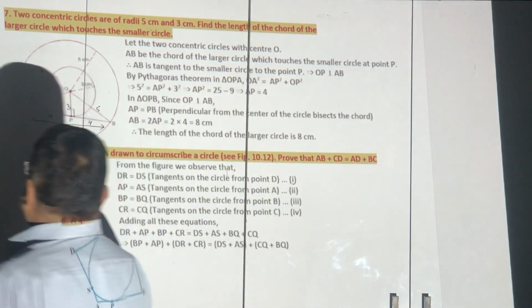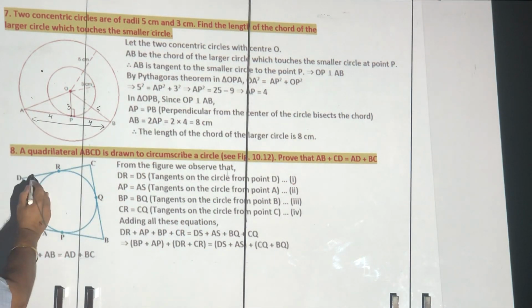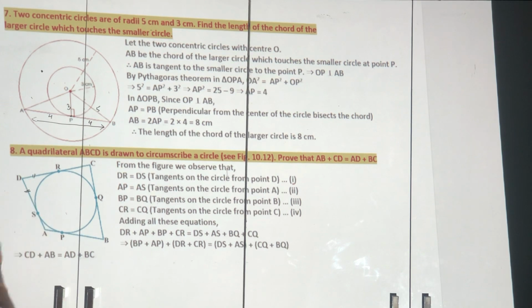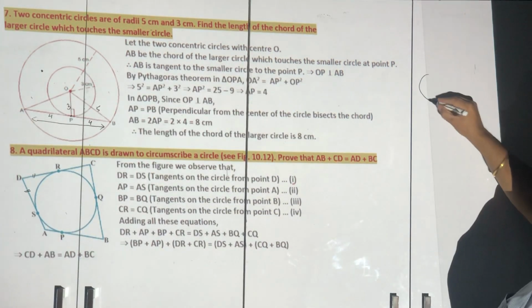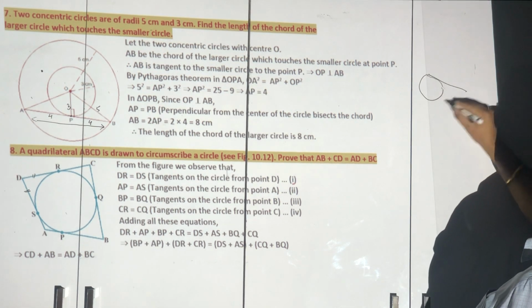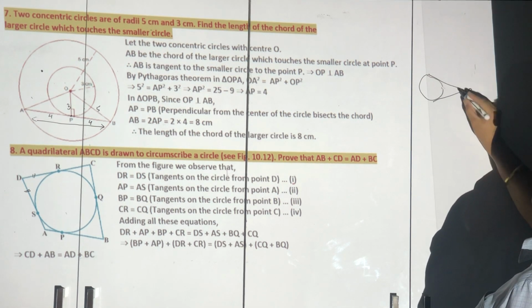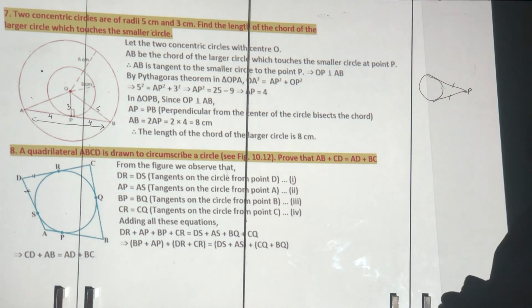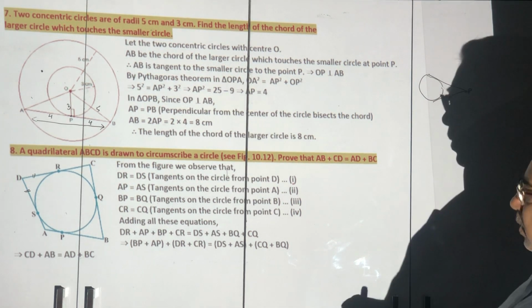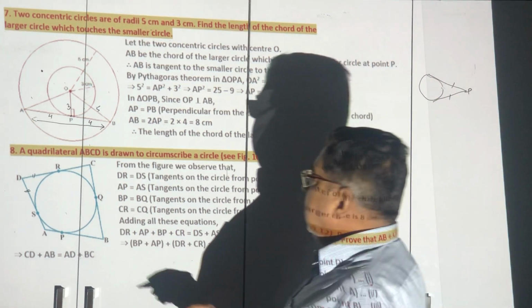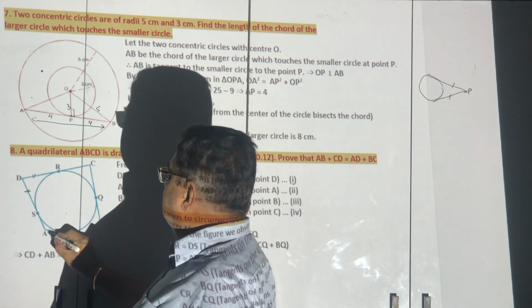First, DR and DS are congruent, my friends. This is congruent to this. Why? Tangents from an external point to a circle are congruent. Theorem. We've already learned theorems, my friend. Okay, so look at it that way. And again, AP is congruent to AS.